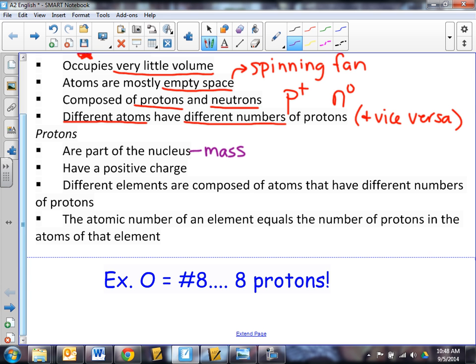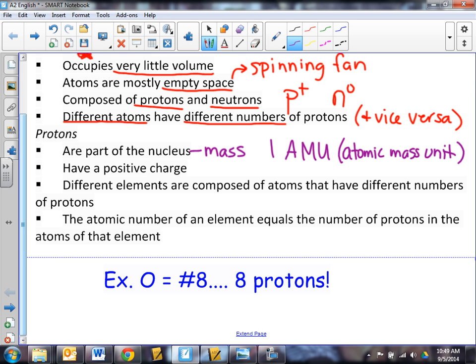Now, I'm not expecting you to know an exact value in grams or kilograms for the mass of a proton. What we're actually going to represent the mass of a proton with is something called AMU. It stands for Atomic Mass Unit. The particles that are in the nucleus have what we call 1 AMU as their mass.